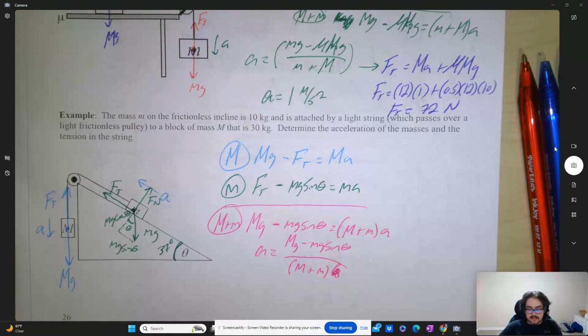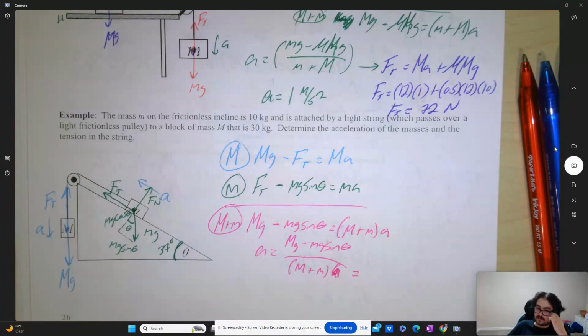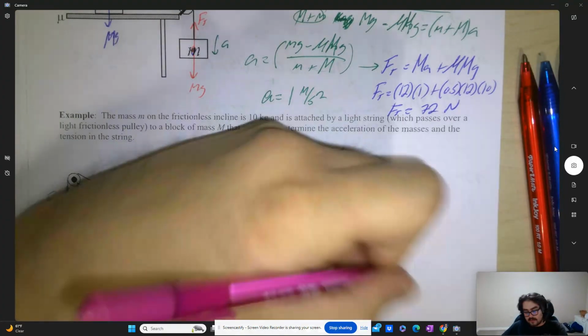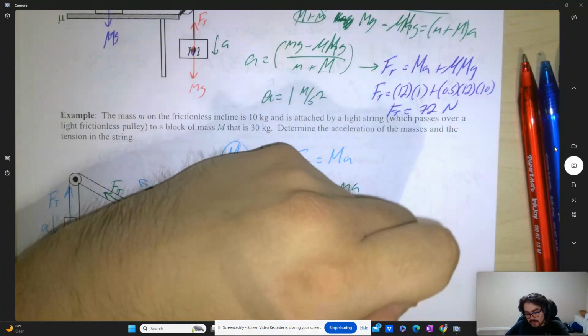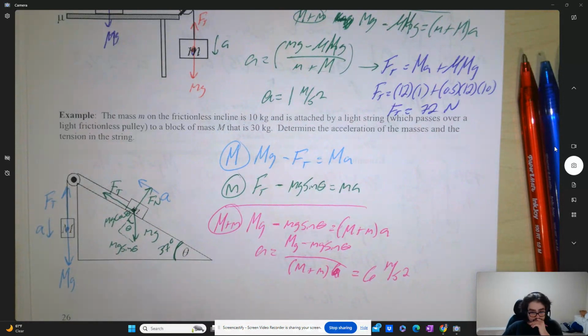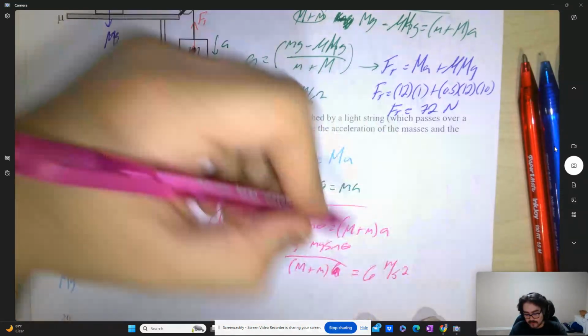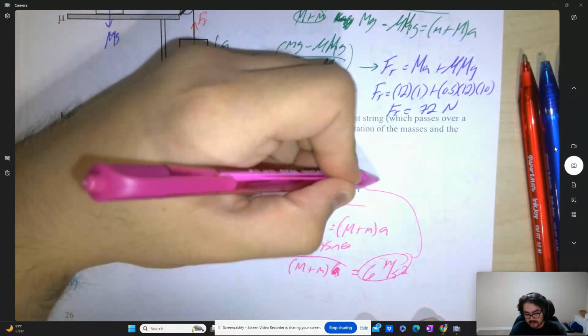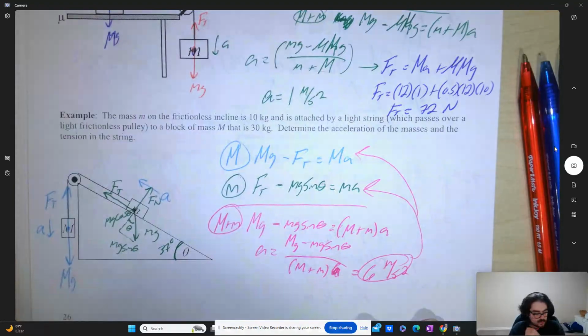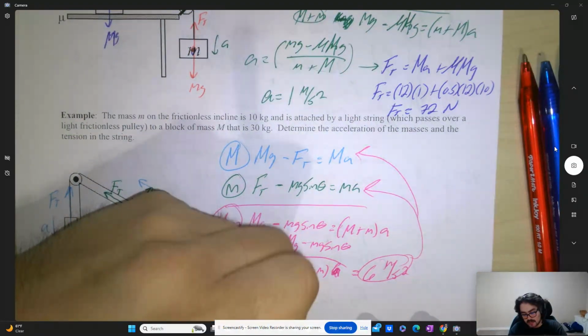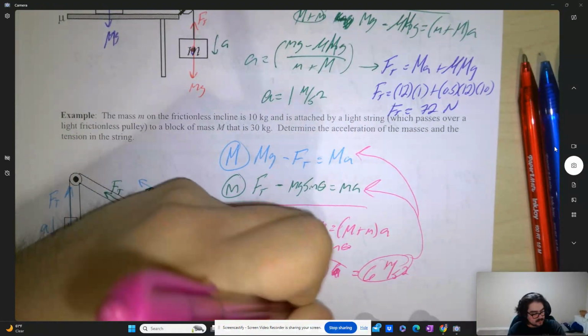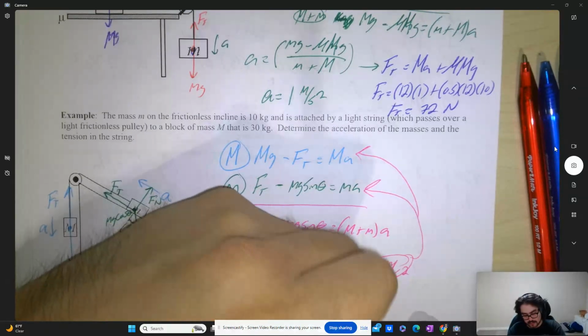Now, you can plug in the values yourself. You can rewrite the expression with all the values plugged in, but that's going to end up giving you 6 meters per second squared. And once you've got 6 meters per second squared, you can plug this back into either one of these expressions to get the tension force. You would solve for the tension, ultimately getting the tension equal to 120 newtons.